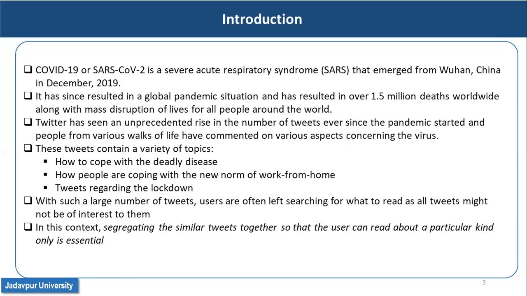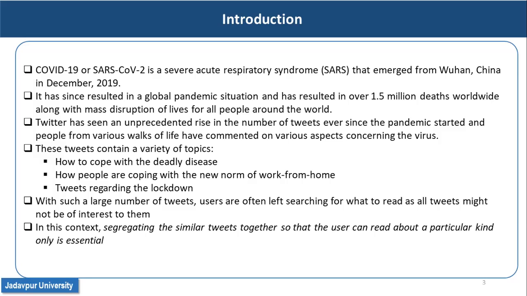As a result, Twitter has also seen an unprecedented explosion and a great rise in the number of tweets since the pandemic started. These tweets contain a variety of topics, from the deadly disease to statistics to the lockdown and how people are coping with their new activities. For such a large number of tweets, an annotated data set is highly needed so that we can segregate the tweets into similar or different categories.